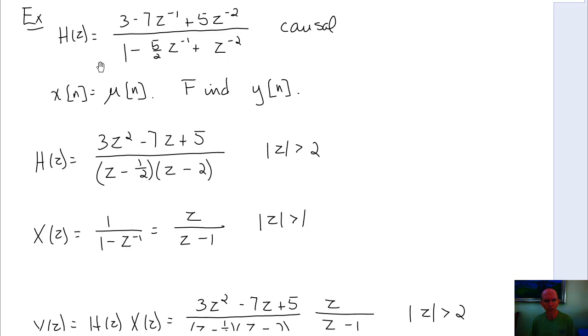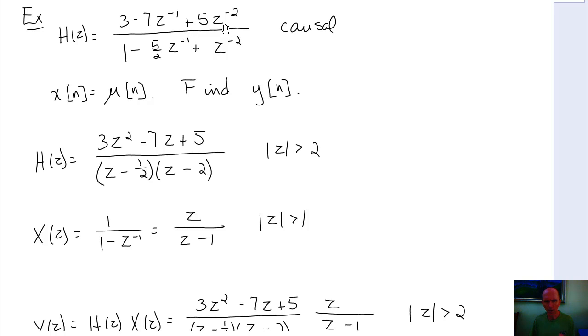In this example, they give us H(z). They tell us the system is causal. They don't give us the region of convergence. They give us the input and they ask us to find the output of the system. Okay, so let's start with H(z).